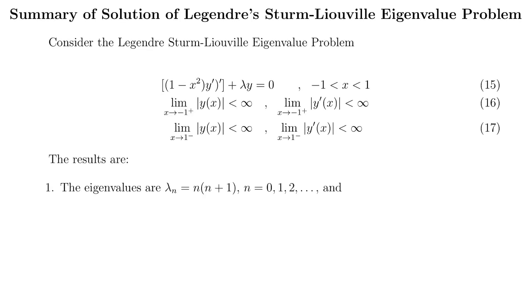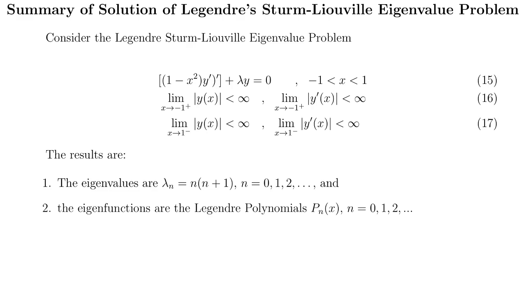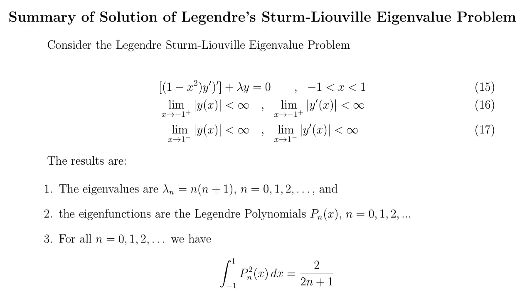The results are the eigenvalues are given by n times n plus 1, where n starts at 0. The eigenfunctions are the Legendre polynomials, P sub n, where n starts at 0. And for all n equals 0, 1, 2, 3, we have a common formula for the inner product of the Legendre polynomial with itself: the answer is 2 over 2n plus 1. It's a simple formula.